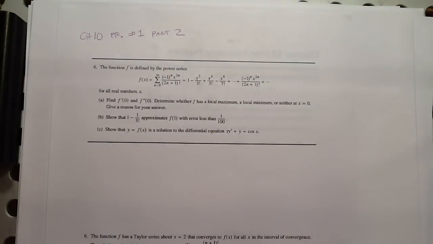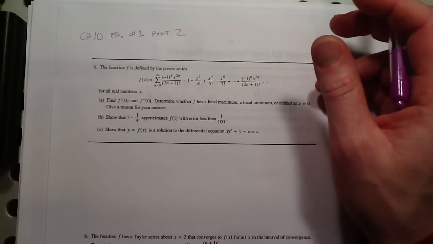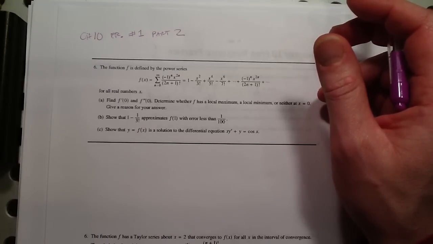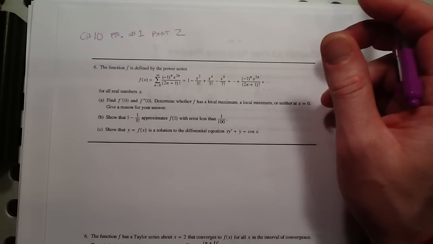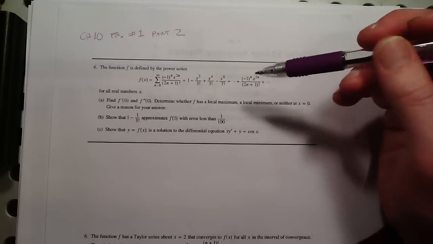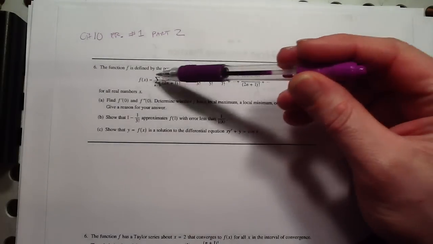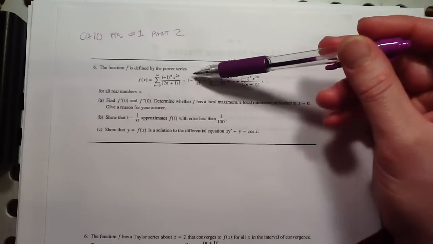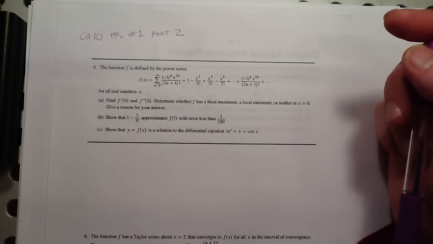Notice that they're all number 6s. The probability that the number 6 on your AP test will be a series question is about, well, let's say about 95%. All right, so here's a function defined by a power series, and they were nice enough to write out the first few terms for us.